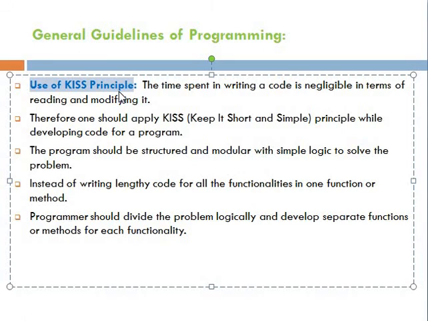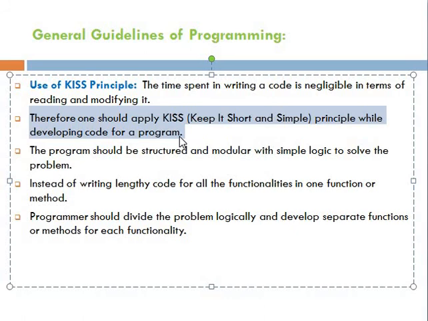The first general guideline for good programming is the use of the KISS principle, where KISS stands for keep it short and simple. The time spent in writing a code is negligible in terms of reading and modifying it. This is because any code is written just once, but it can be read 100 times.